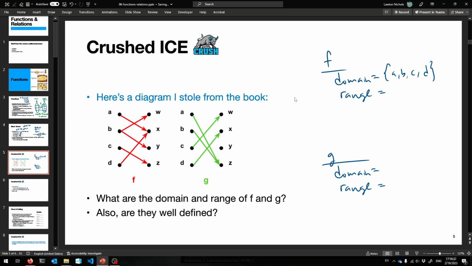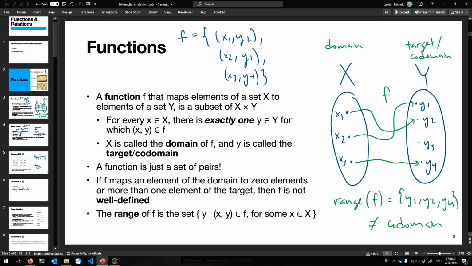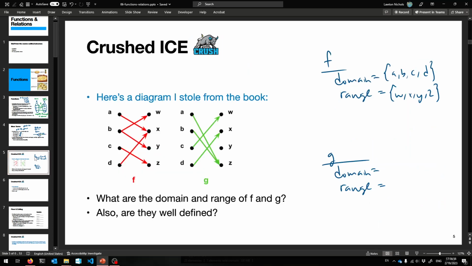And then the range of f is all of the values being hit. It's all the endpoints of some arrow. So it's W, X, Y, and Z. And to be well defined, we have to make sure that we're not forgetting about an element of our domain, and we're not mapping a single element of our domain to more than one element of our target. So let's make sure that's not happening.